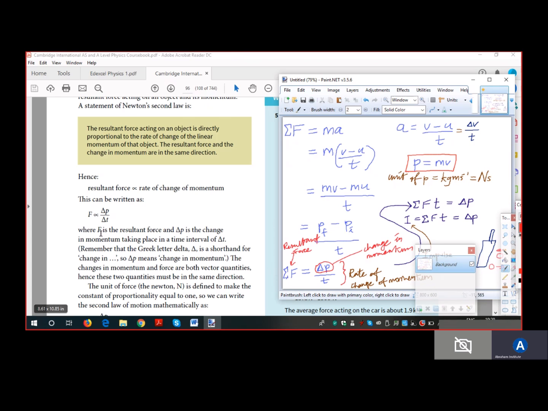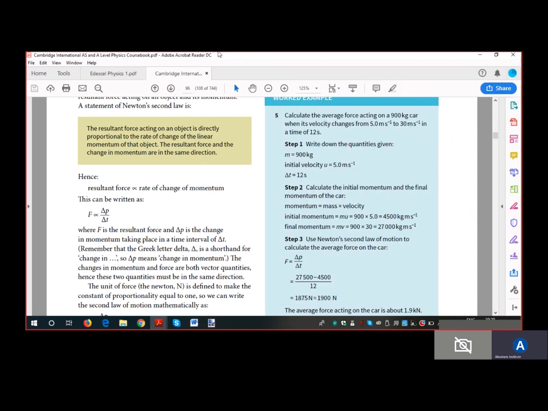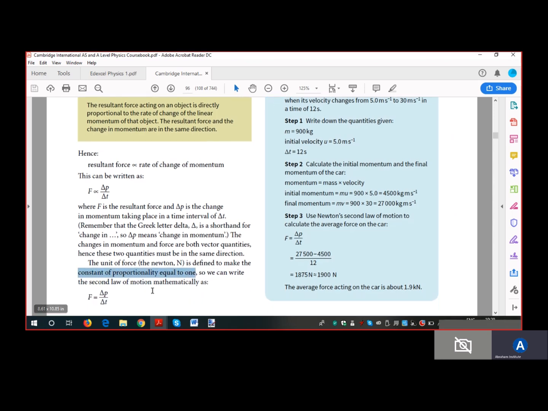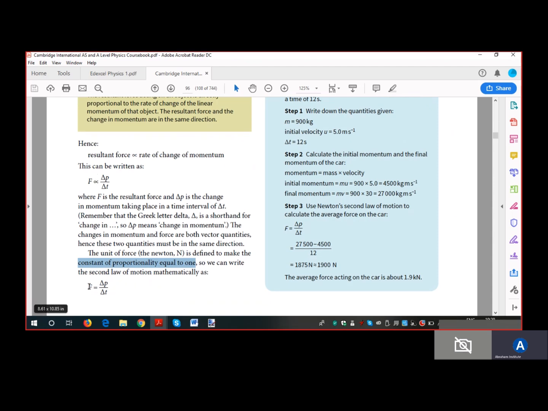Do you get it? So when you convert this to an equation, it should be F equals k times delta P over delta T. But if the constant is 1, then you will get the resultant force is equal to delta P over delta T. So that is what is happening here. The constant of proportionality is equal to 1. You can see they have mentioned that here, to make the constant of proportionality equal to 1. So we can write the second law of motion, which is Newton's second law, like this.